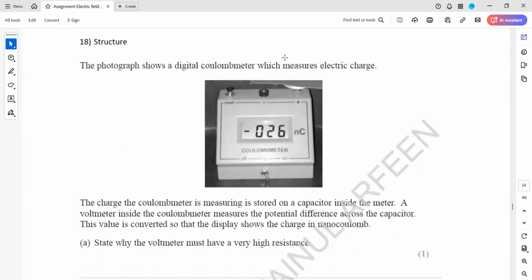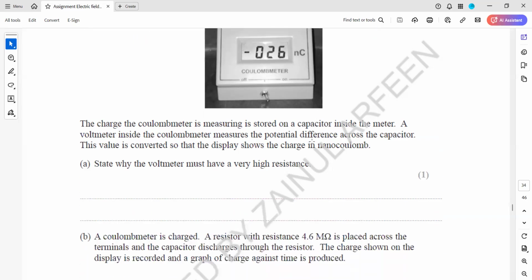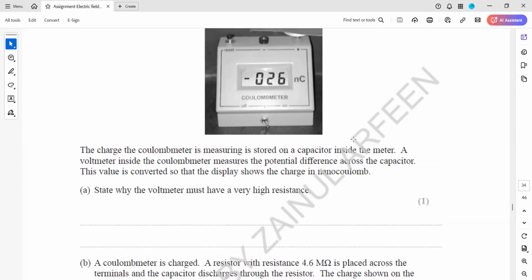In question 18, the photograph shows a digital Coulomb meter which measures the electric charge. As you can see, it's written 0.26 nanocoulomb, which means 10 raised to the power negative 9, so 10 raised to the power minus 9. The charge of a Coulomb meter is stored on a capacitor inside the meter. A voltmeter inside the Coulomb meter measures the potential across it. This value is converted so that the display shows the charge in nanocoulomb.